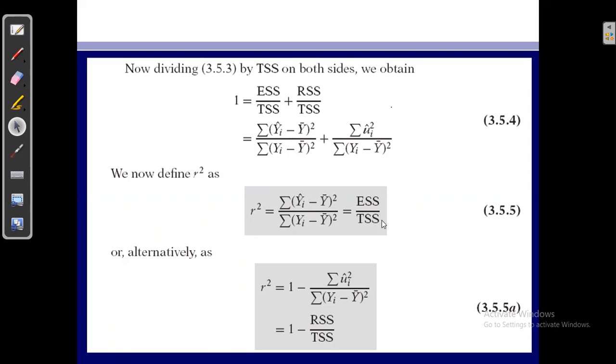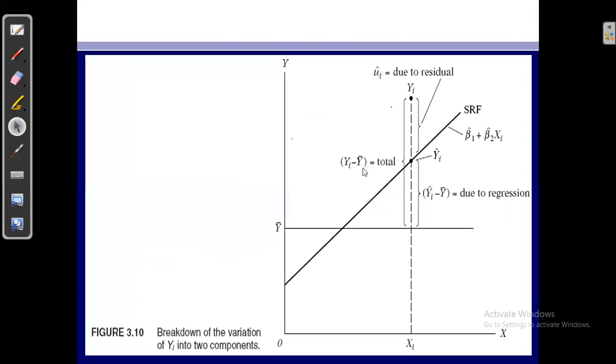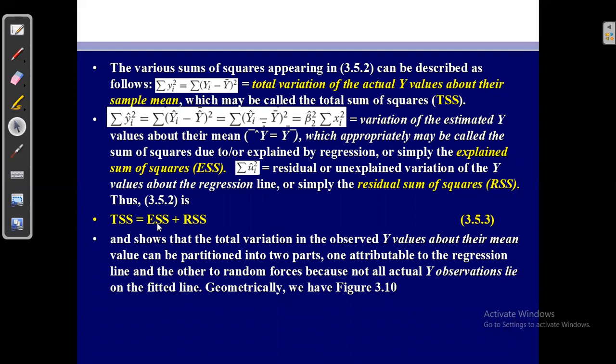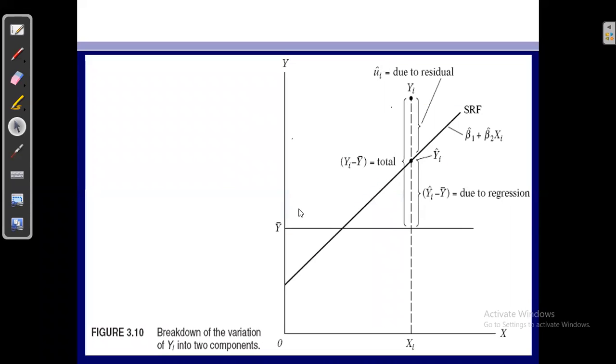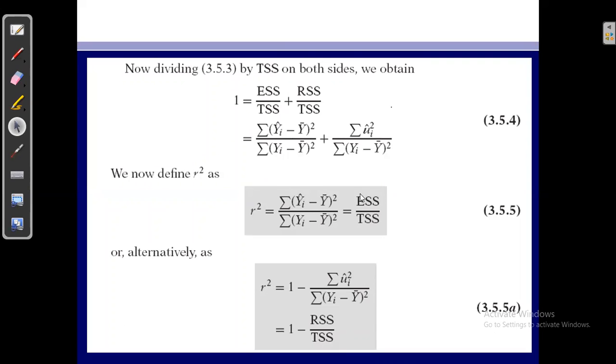Because this explained variation ESS is part of TSS, I have already shown that TSS is basically ESS plus RSS. So R square is simply the ratio of ESS to the TSS. The more this ESS is, the more would be the value of R square. The smaller this ESS is, the smaller would be the value of R square. Therefore, we say that a higher R square would mean that the included X variable is able to explain more.